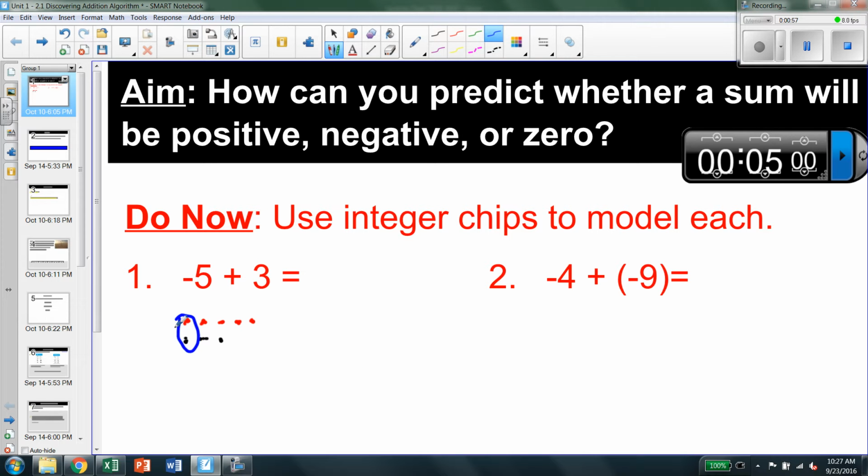So here's a zero pair here, gone. Zero pair here, gone. Zero pair here, gone. And what's left over? Negative 2. So our answer will be negative 2, since there were 2 negatives left over after the zero pairs.